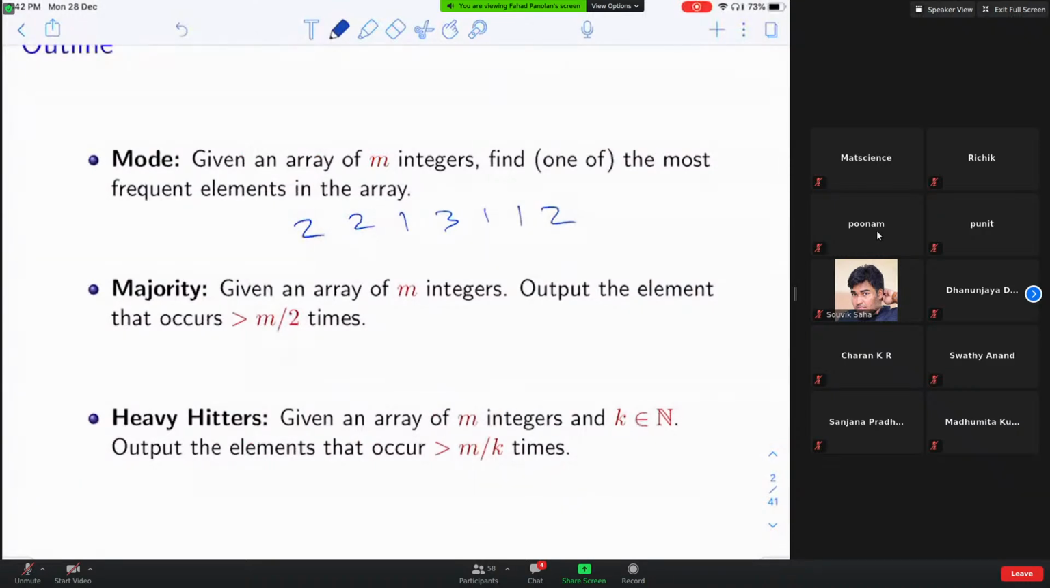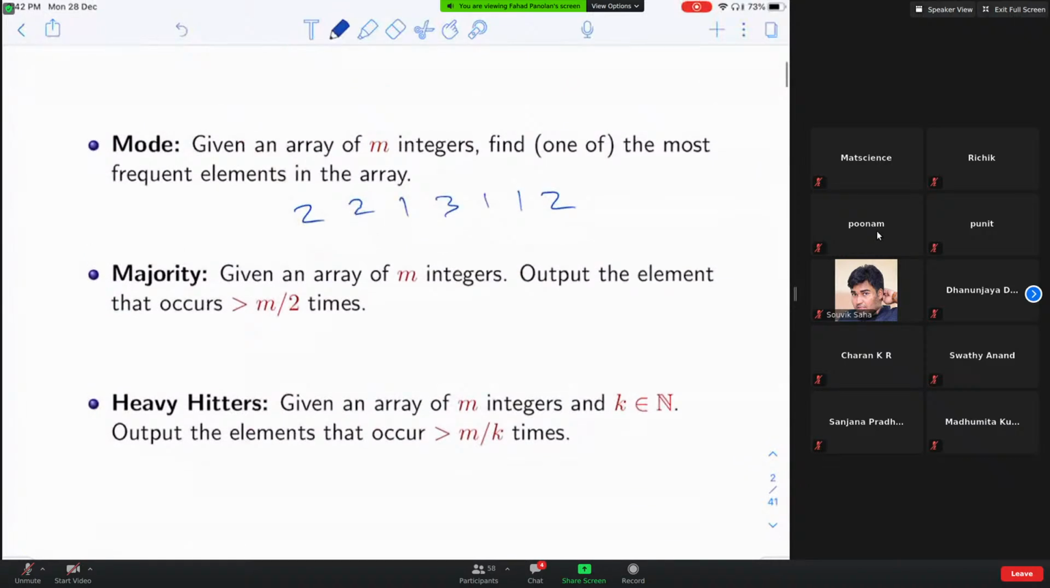And the third problem is heavy hitters. The input is an array of m integers and a small parameter k, and we want to output all the elements which occur more than m by k times. So if the frequency of an element is more than m by k, then we should output it. How many such elements will there be? There will be at most k such elements.